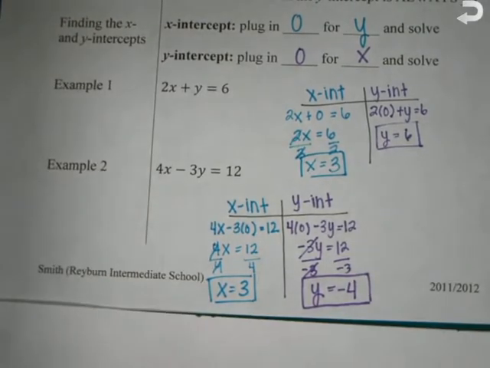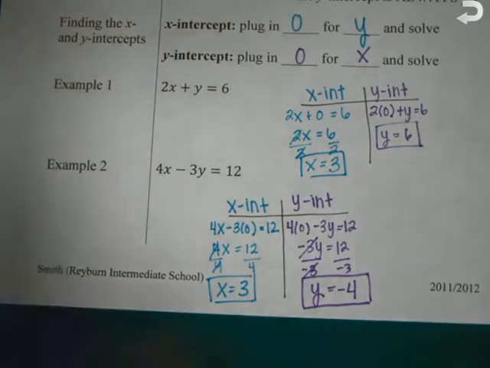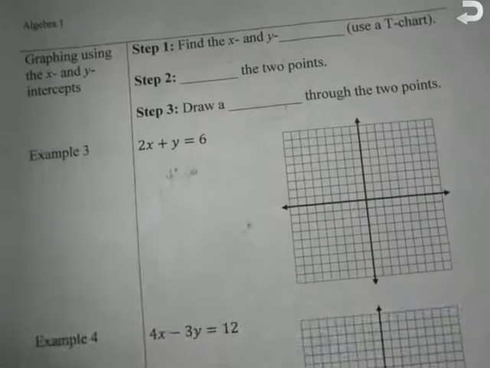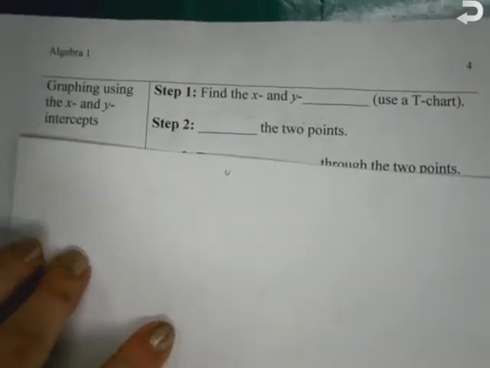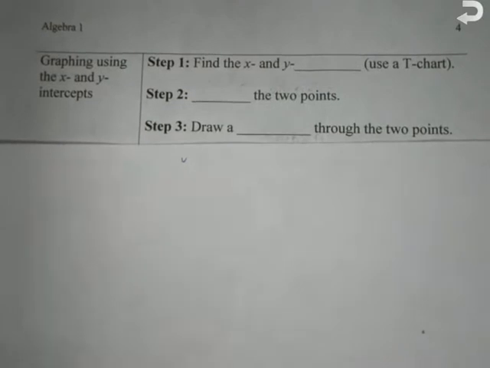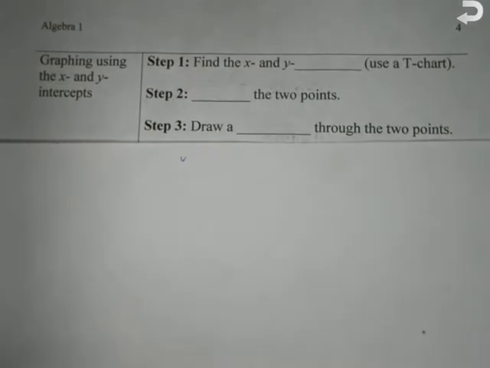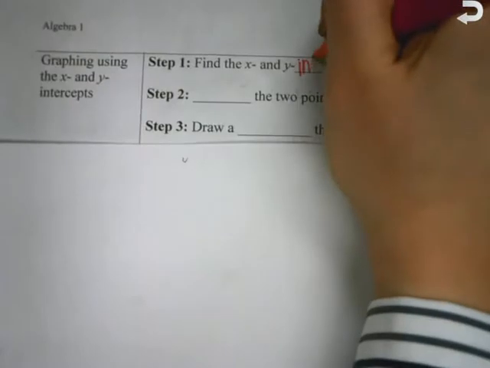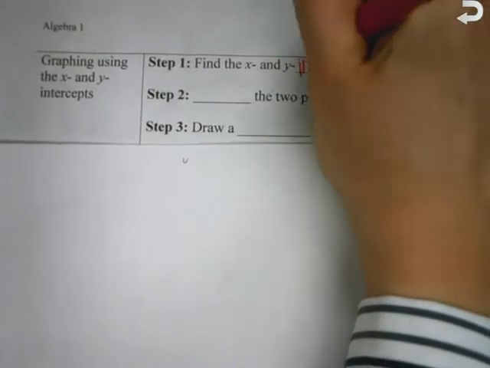Okay, so next thing, we're going to use this to graph. So how to graph using the x and y intercepts. First step is we are going to find the x and y intercepts using a t-chart. Okay, so first step is to find the x and y intercepts.